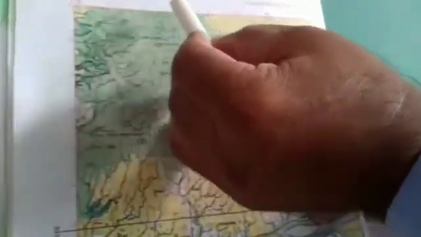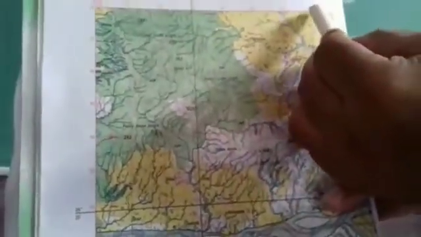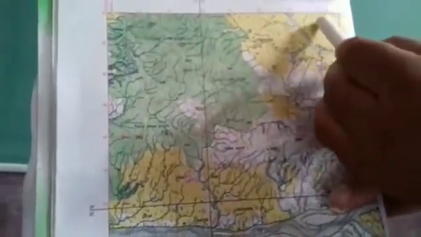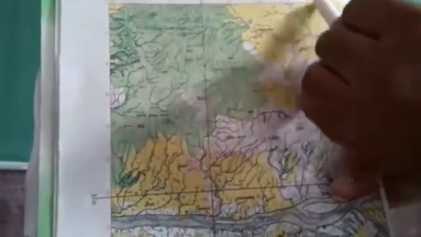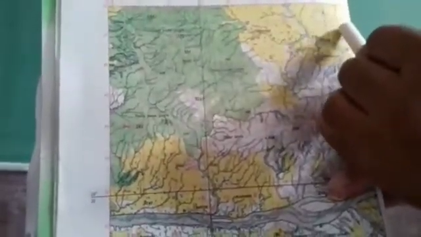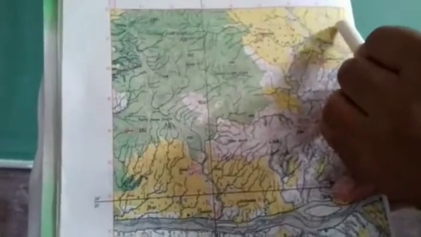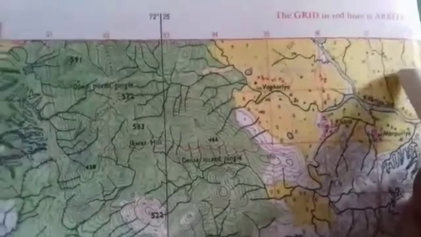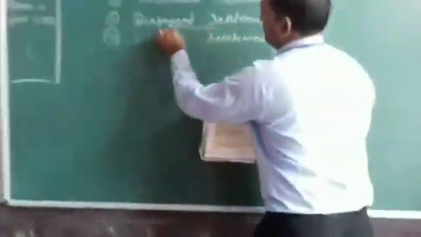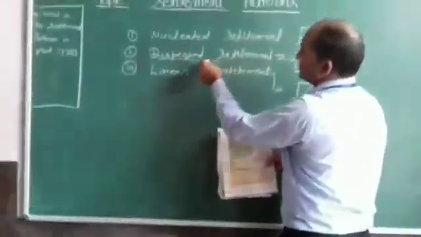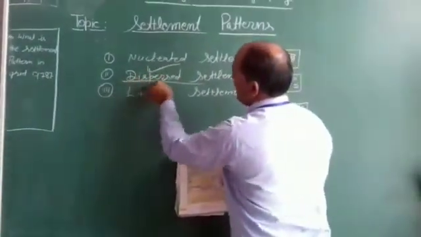So first of all, we take the easting number 97. This one is the 97 and this one is the 87 of the northing side. This one is the grid. So here all the settlements, all the houses are in isolated form, and our answer is dispersed settlement. You can also write scattered settlement. This one is the answer.